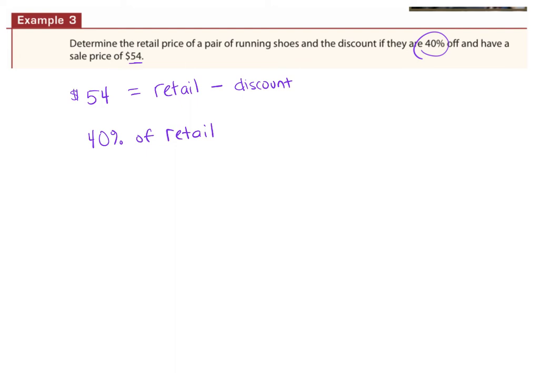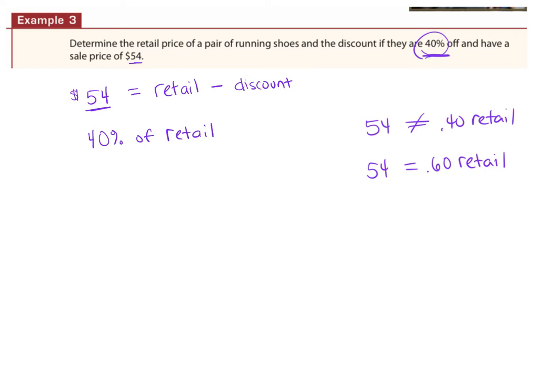And so the $54 does not equal 40% times the retail. That would be the discount, right? The $54 actually equals 60% of the retail amount, because that's what we paid for it. They didn't tell us what they took off. They told us what we paid for it. We paid for 60% of it because they took 40% off. Does that make sense?